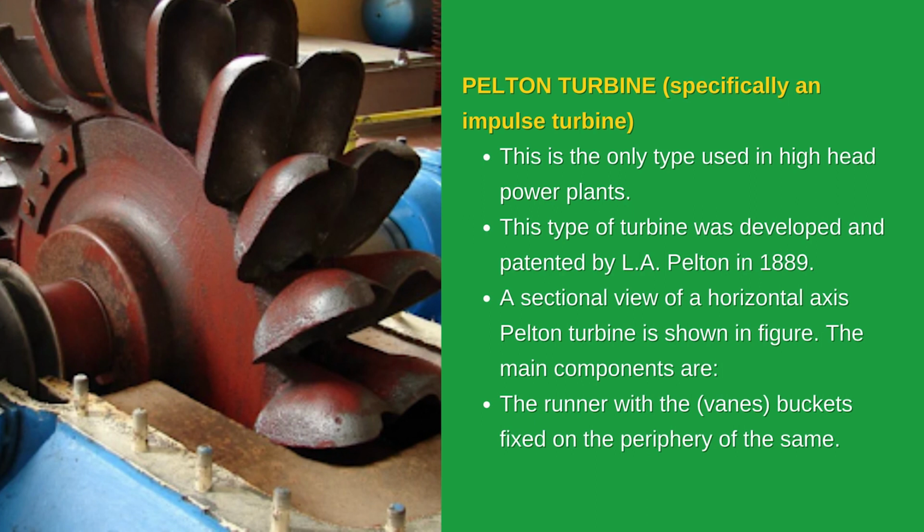The main components of this Pelton wheel impulse turbine are the runner with the vanes (buckets) fixed on the periphery of the same, the nozzle assembly with control sphere and deflector, and the brake nozzle and the casing. Now, let us have a little discussion on the working of Pelton turbine.